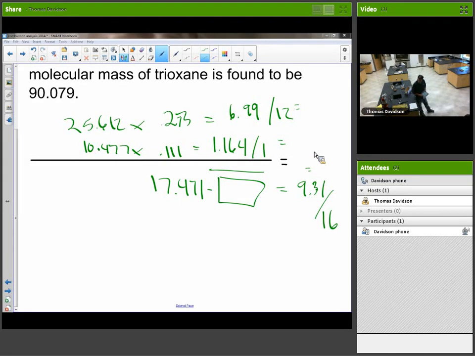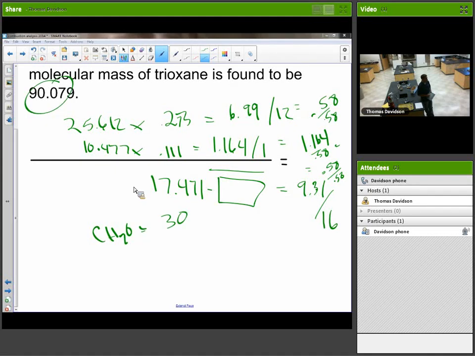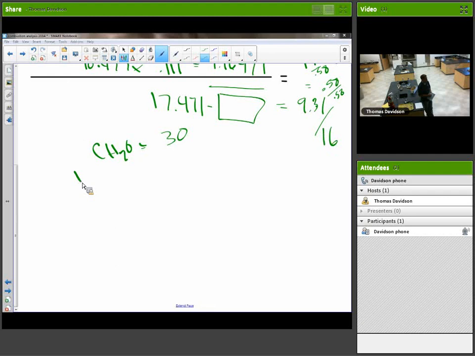So I ended up with numbers I never wrote down. Was this 0.58? It had to be, right? This is 1.164, and this was 0.58. Divide by 0.58, that's a 1. 0.58, that's a 1. 0.58, that's a 2. So I had CH2O, but that only adds to 30. It should add to 90. So how do you make it work? Multiply it by 3, so C3H6O3.